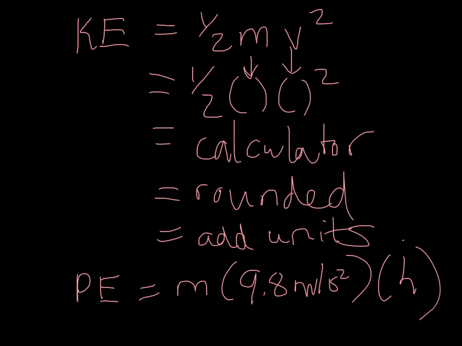Keep in mind that you only have 2 digits in 9.8, but that's not a measured number, so you don't count that one. So you only worry about your mass and your height when you're figuring out what to round your potential energy to, because that 9.8 meters per second squared is a constant. It's not a measured number.